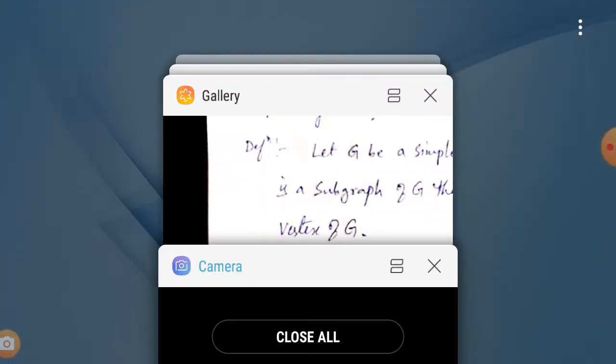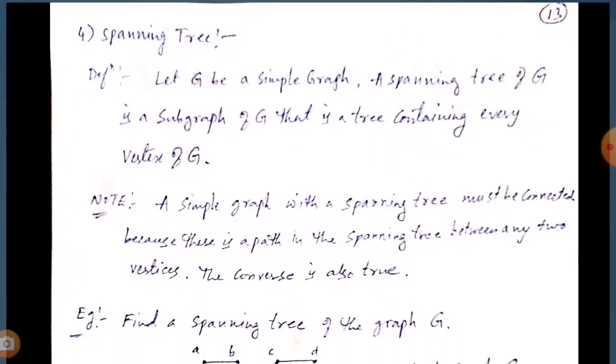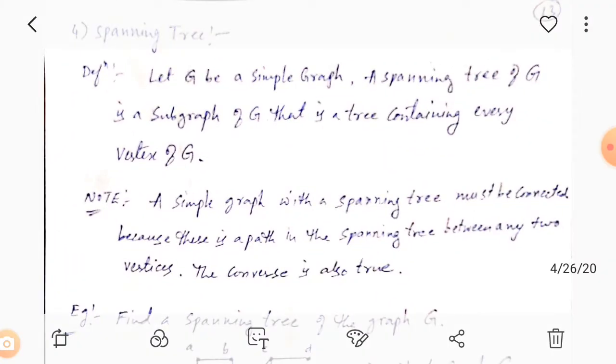Students, today we will learn the spanning tree. This is the fourth topic in trees. We will see how a spanning tree is produced from a given graph. Now observe what a spanning tree is.